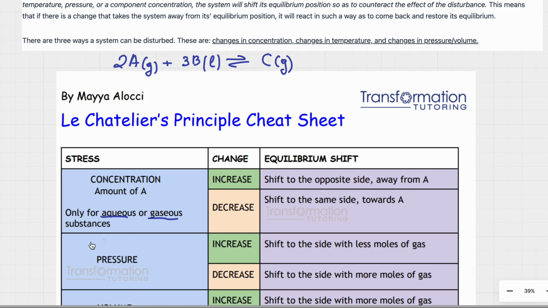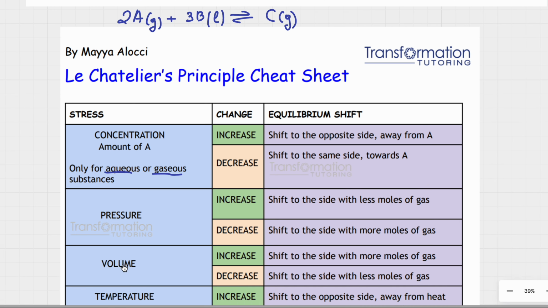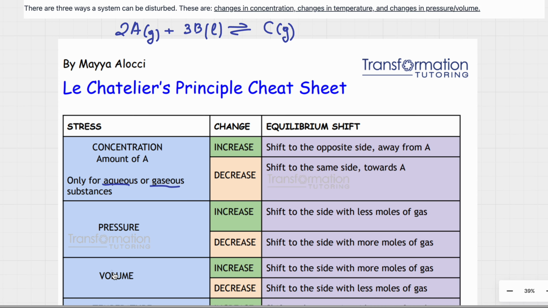Next, let's talk about pressure and volume. So pressure and volume have opposite relationship. If my volume decreases, that means my pressure will increase. And if my volume would increase, my pressure would decrease. So if I know one, I will know the other. Let's deal with pressure. What happens if my pressure increases? If the pressure increases, we will shift to the side with less moles of gas.